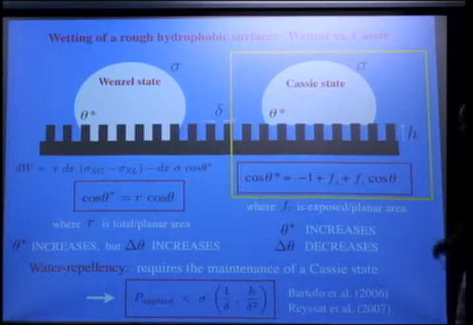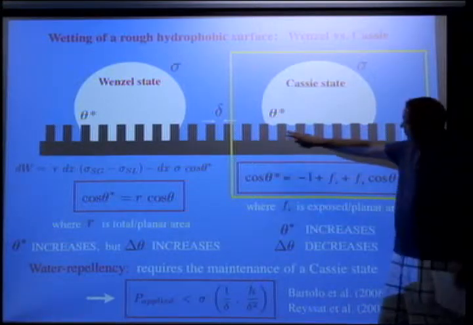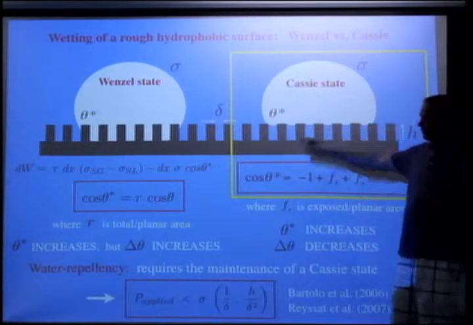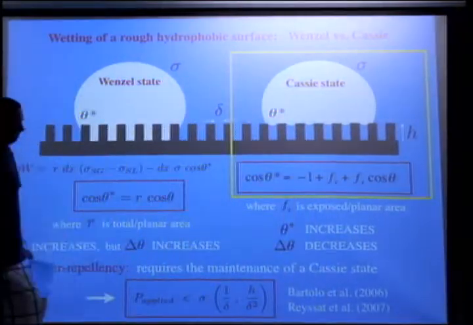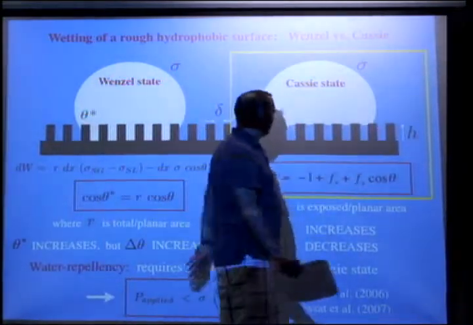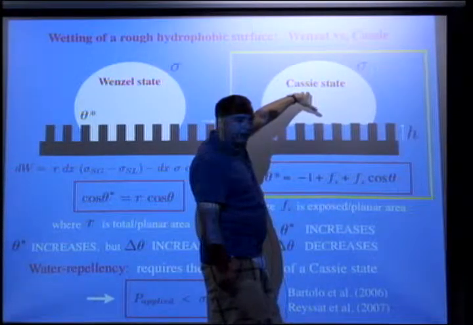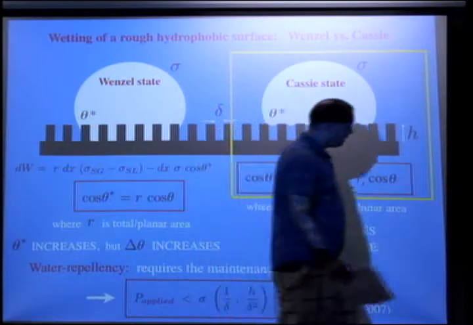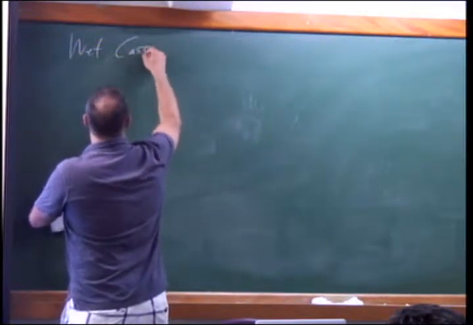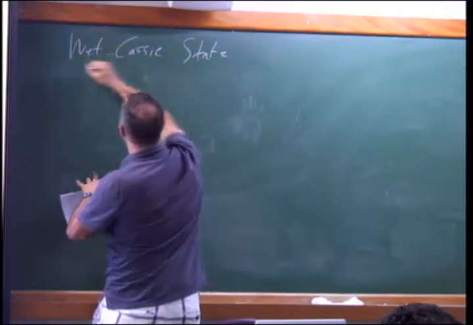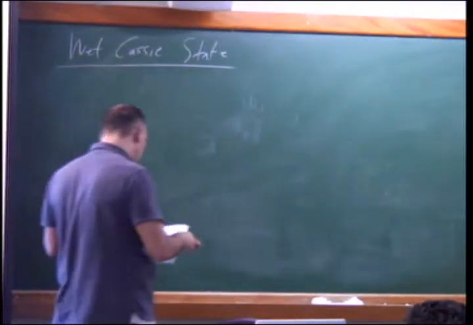Okay, so we've spoken about the Cassie state. This Cassie state which I've drawn here is the fakir state where you have air underneath it. You can also have a wet Cassie state. So if we do have the situation where the fluid wicks along the bottom, then you can also calculate the equilibrium contact angle in a Cassie state. Right? So let's call this a wet Cassie state. You expect this to arise if the surface is hydrophilic, say if you're using water.